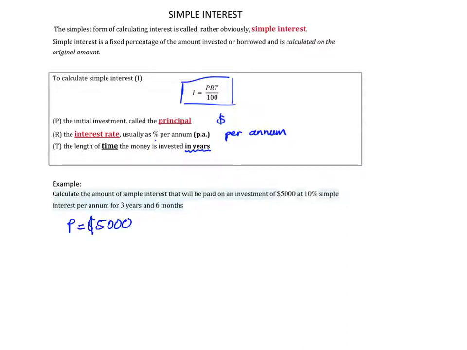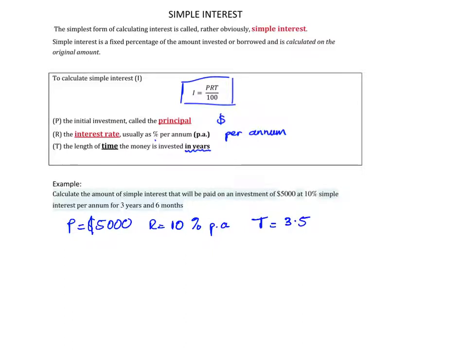We know that the rate is 10%, so the interest rate is 10%. R is equal to 10% per annum, which is what it should be. Time is 3 years and 6 months. Now remember, time is measured in years. So 6 months is half a year. So T is equal to 3.5.